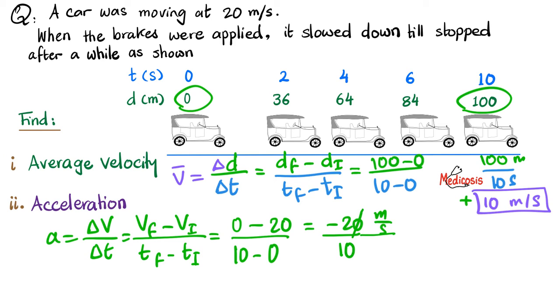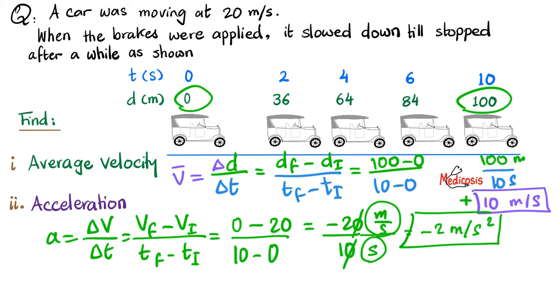Okay, you can cancel this 0 with this 0. And then negative 2 over 1 is negative 2. Negative 2 what? Meters per second squared. Notice here that acceleration has a negative sign. Why is that, Captain Obvious? Because I am slowing down and not speeding up. Hence the negative sign. Notice also that velocity had a positive sign.